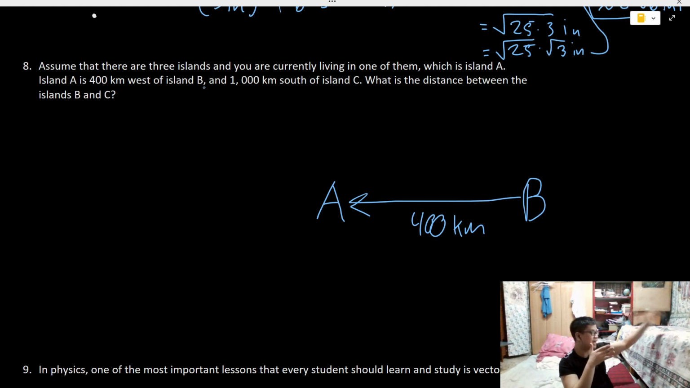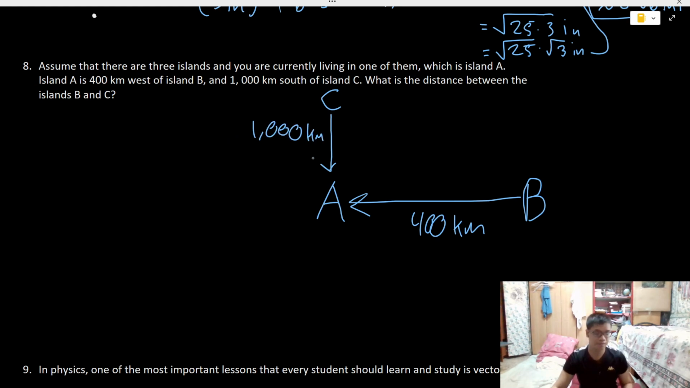So the distance between island A and island B is 400 kilometers. That is why it looks to the left. Then we have 1,000 kilometers south of island C. So that means if I am C, and I look at my south, that is where my island A is. So island C is located here, and south of it you will see island A, and the distance between C and A is 1,000 kilometers.